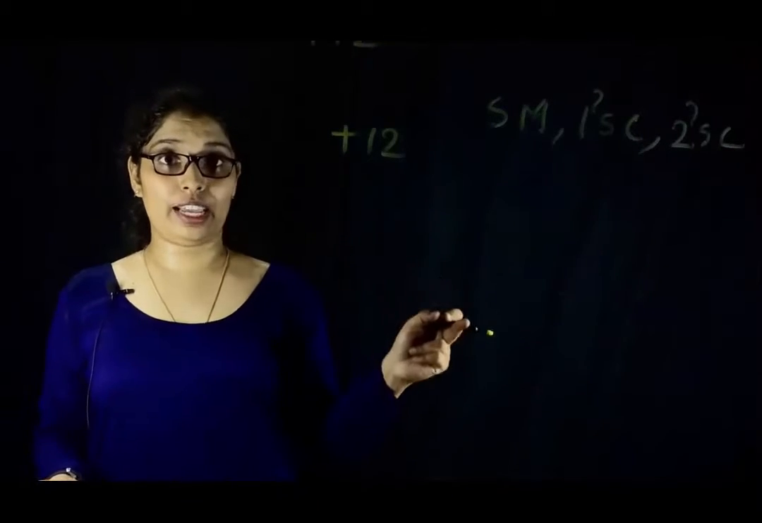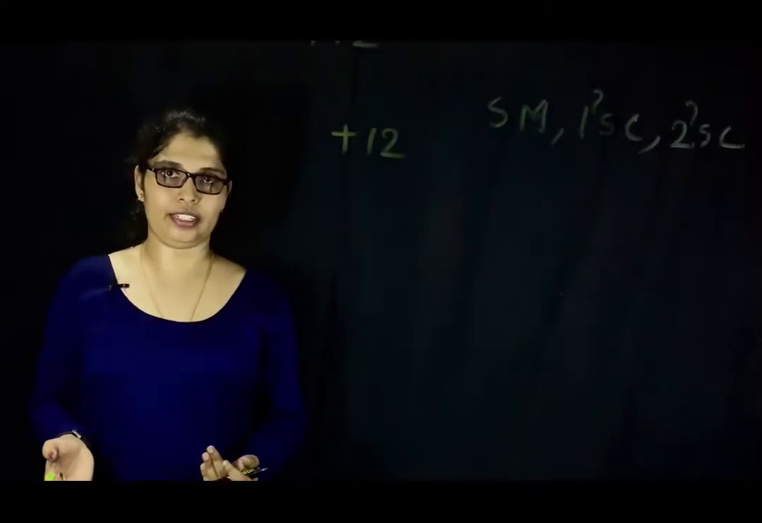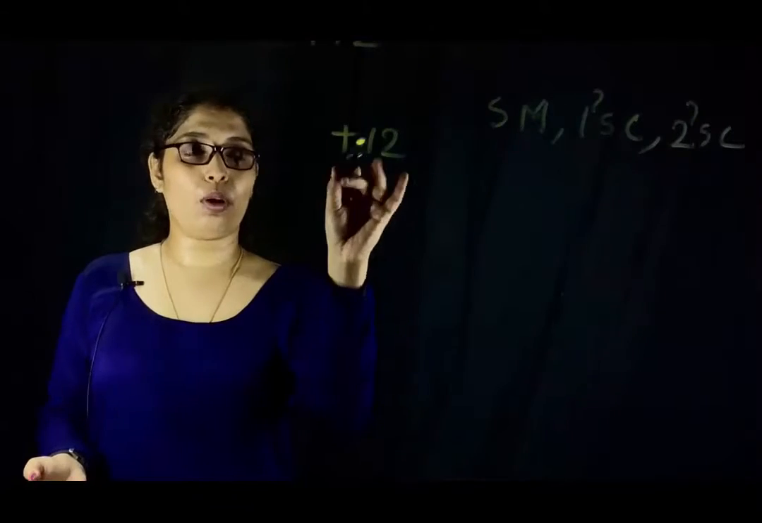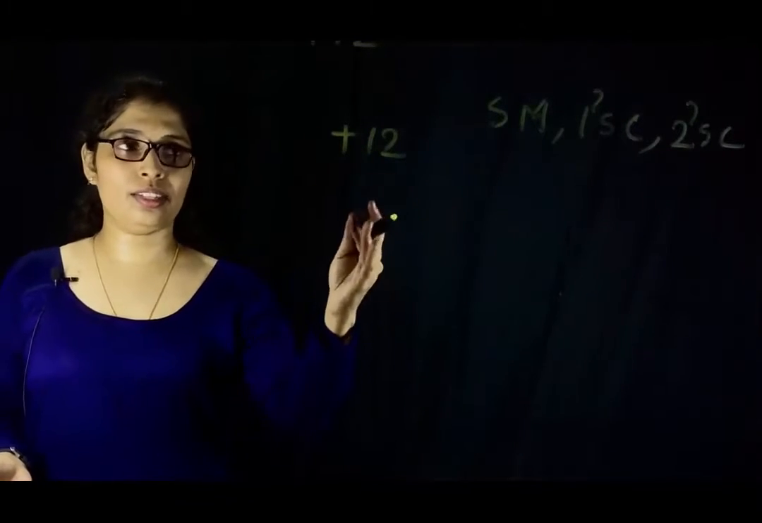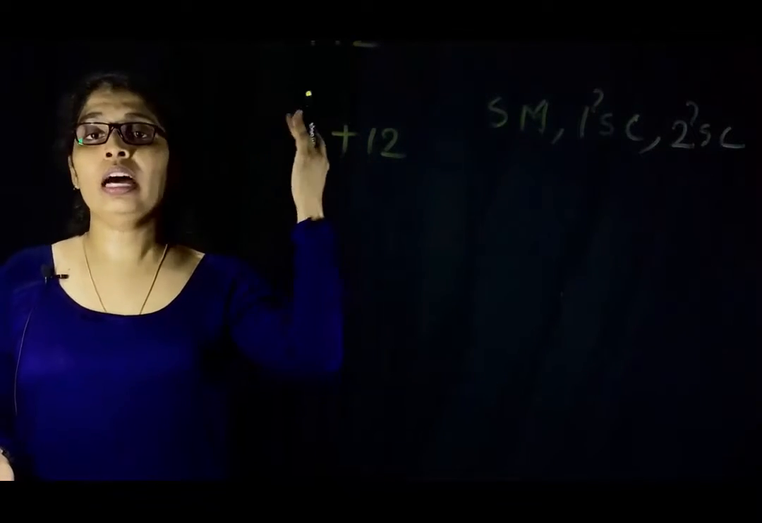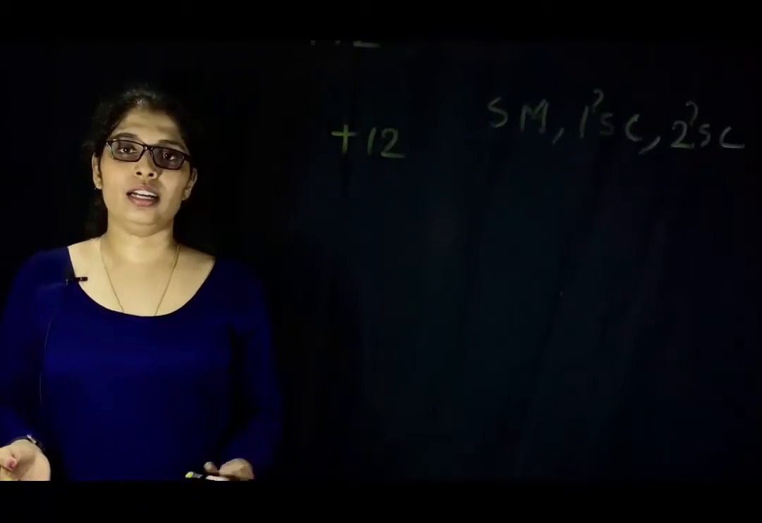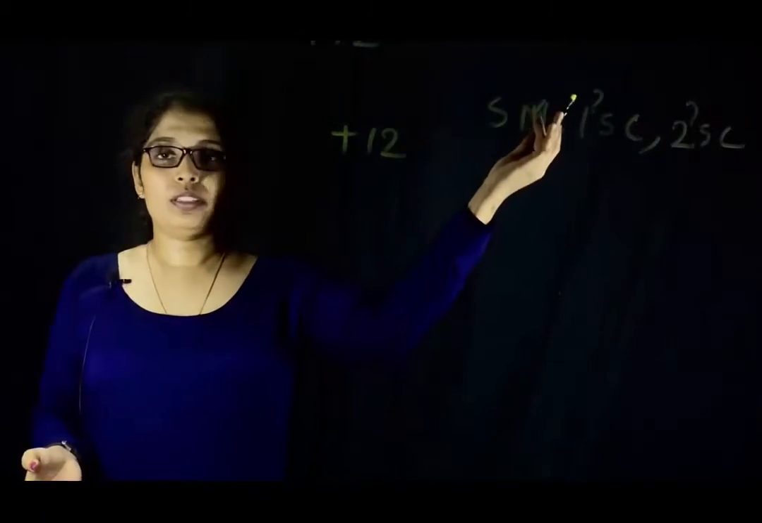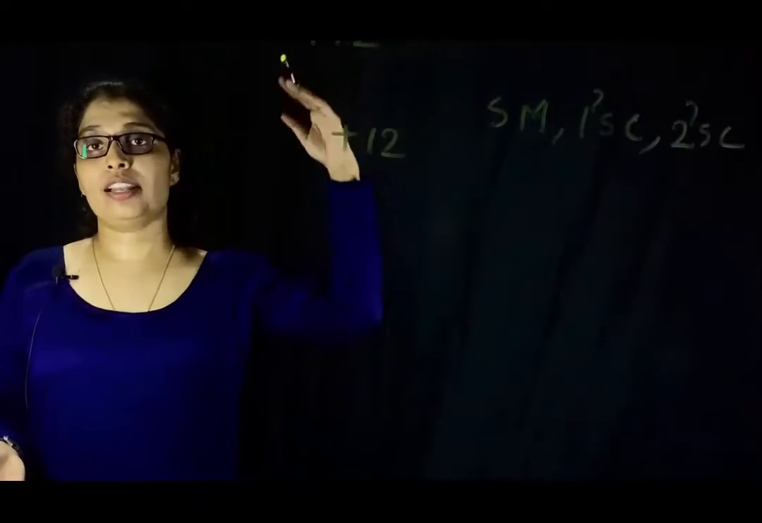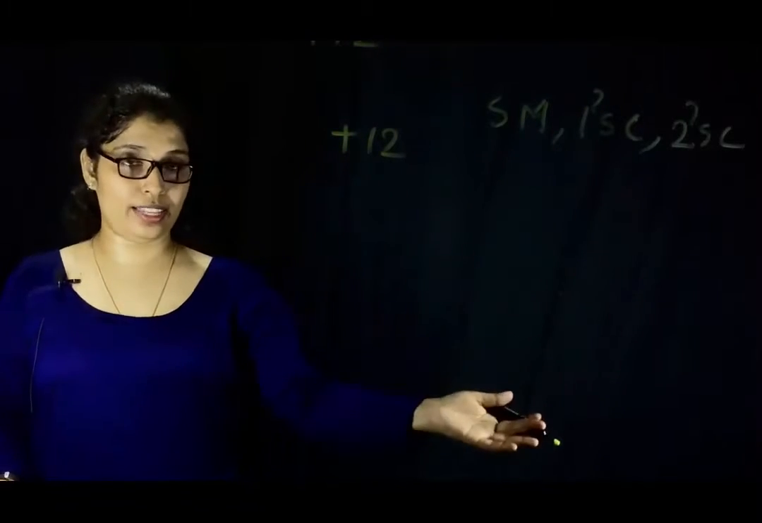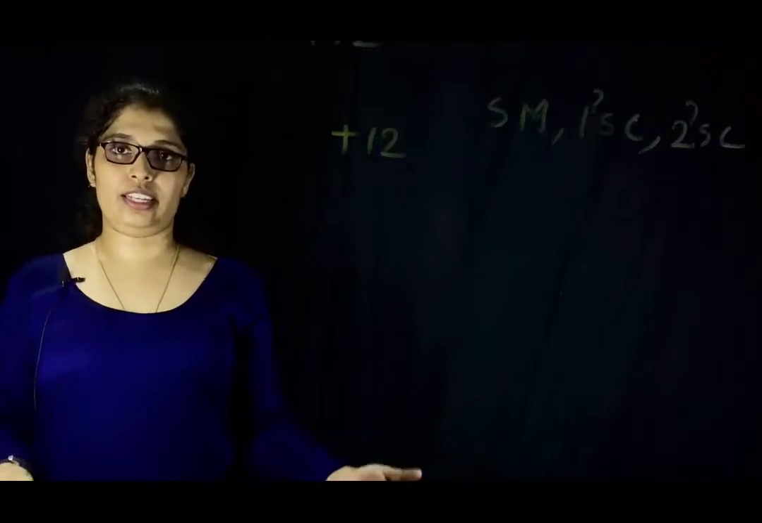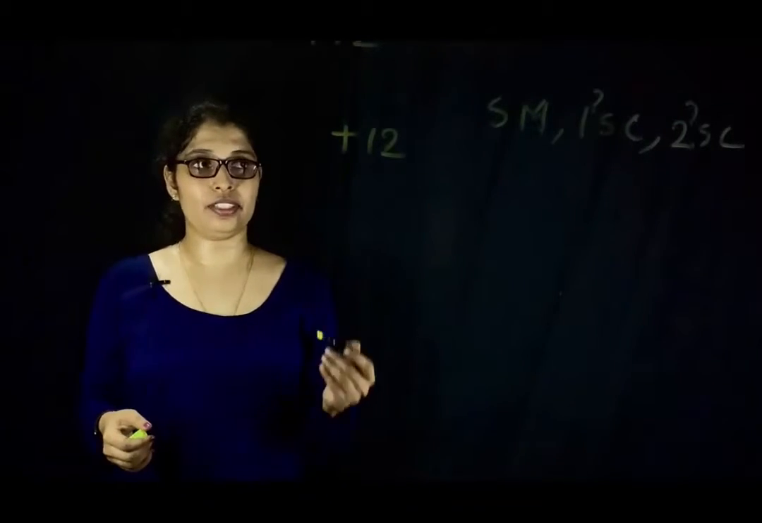But in case of negative numbers, they are different. Here the question has a positive number, which is positive 12. So it is clear that the 1's complement representation, 2's complement representation, and signed magnitude representation all are the same. Then what is that representation actually? How to get it?